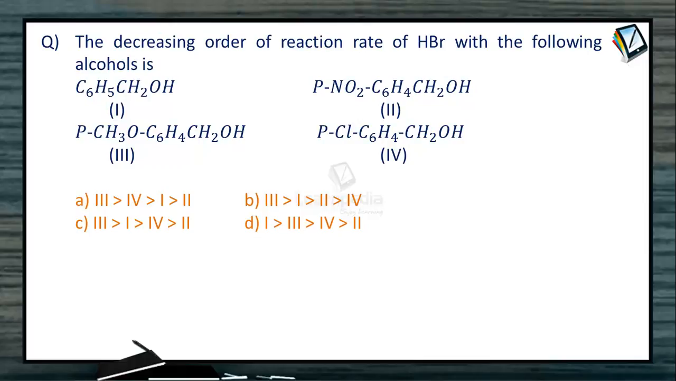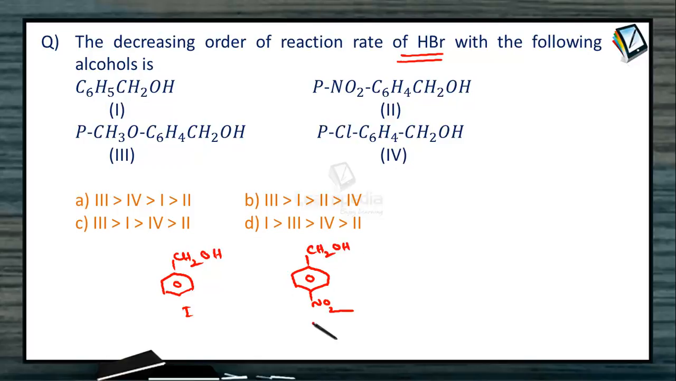The decreasing order of the reaction rate of HBr with the following alcohols is... the following alcohols are what? Benzyl alcohol, one is C6H5CH2OH, this is the one. Then para-nitro, that is para-nitro-benzyl alcohol, O2N-C6H4-CH2OH.